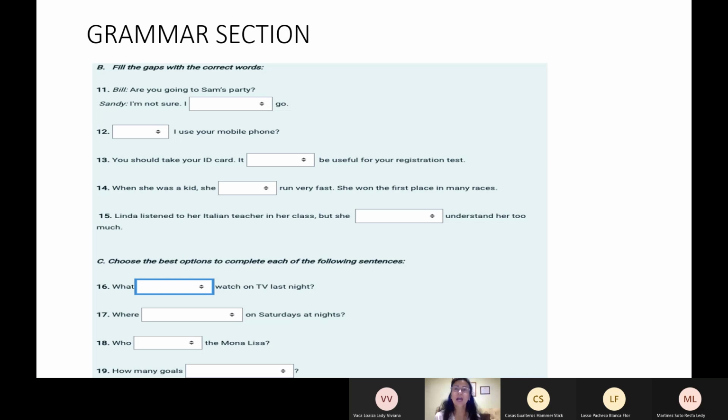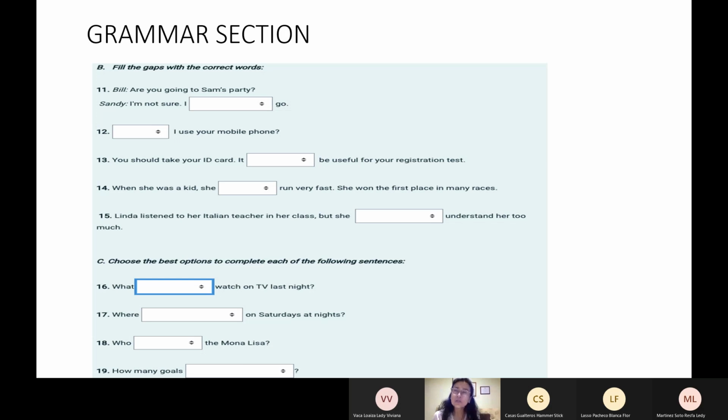I am not sure I will. I am not sure I am going. I am not sure I go. Mire las opciones que te estoy dando. I am not sure I am going. I am not sure I will go. Or I am not sure I go. I will. Very good. Porque están pensando si van a ir a la fiesta o no.